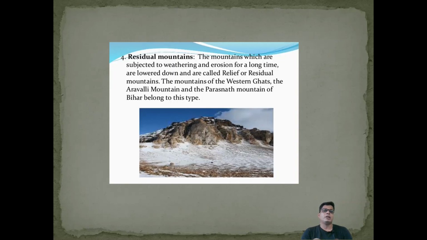If you take the Western Ghats, then Aravalli, and Parasnath also, Aravalli is one of the oldest mountains in India. Okay, so this much we have discussed, that there are four types of mountain: fold mountain, volcanic mountain, block mountain, and residual mountain. What examples did we already discuss for the residual mountain? That is the Western Ghats and Aravalli, one of the oldest mountains of India.